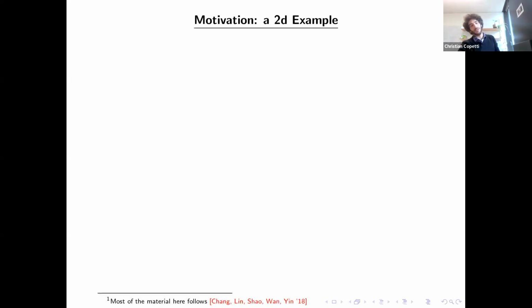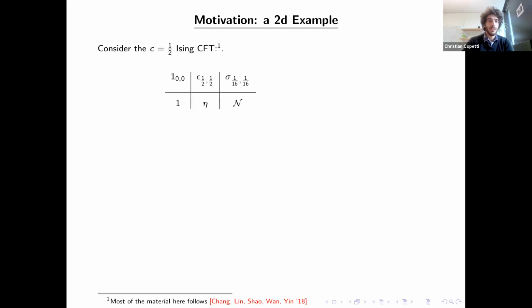First, in 2D. Most of the material is well known. I'm just rephrasing it in a way that will be useful for the rest of my presentation. So the example is always the standard one, which is the Ising CFT. This is the table of the primaries. So these are the primaries of the Ising CFT.